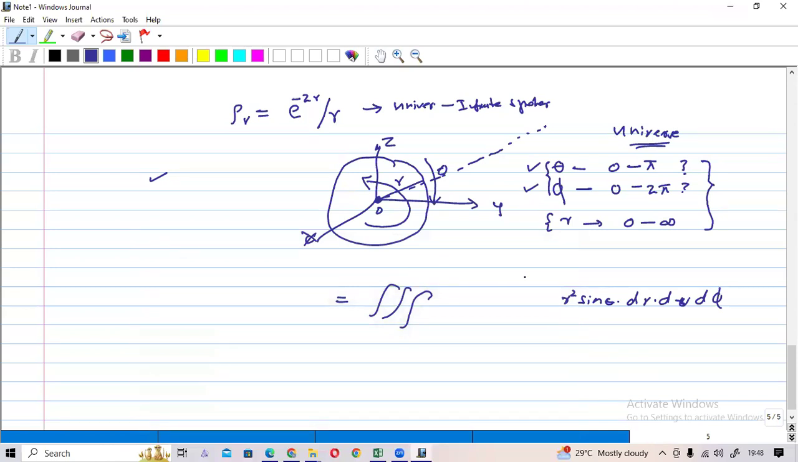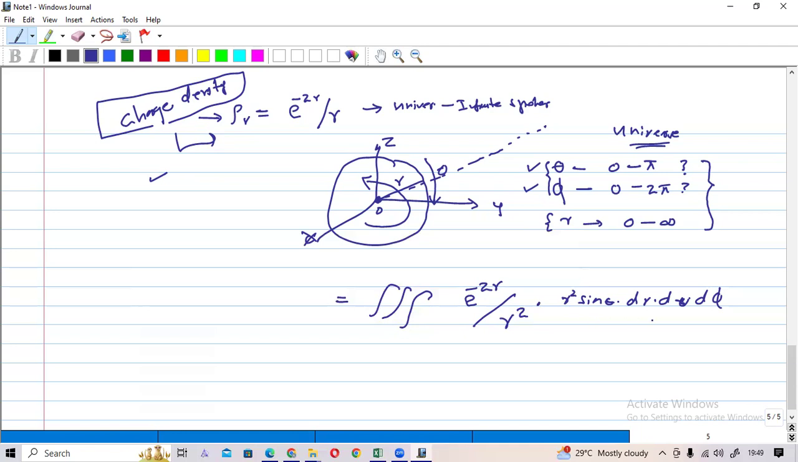Then your charge distribution, actually this is not charge distribution, I'm sorry, this is charge density. This should be charge density. This is not the charge distribution. Anyway, this is charge density. So you need to integrate this charge density with respect to this.